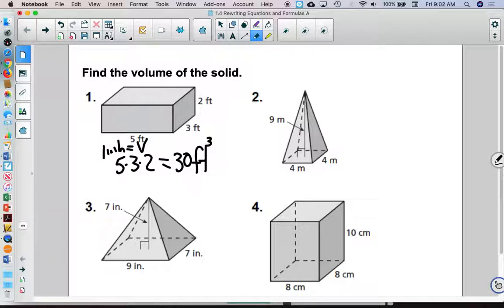Volume is always cubed because I'm taking feet times feet times feet. Okay? Just give it that exponent of 3 on the word feet. I like doing that.